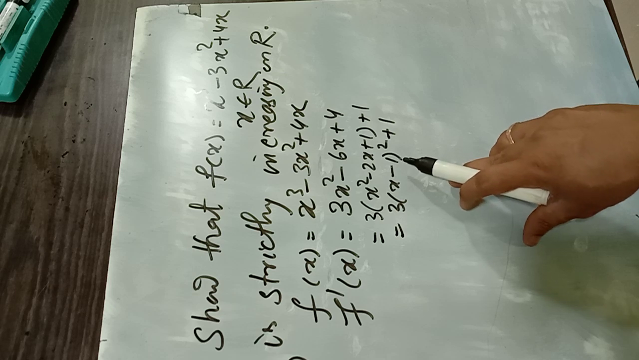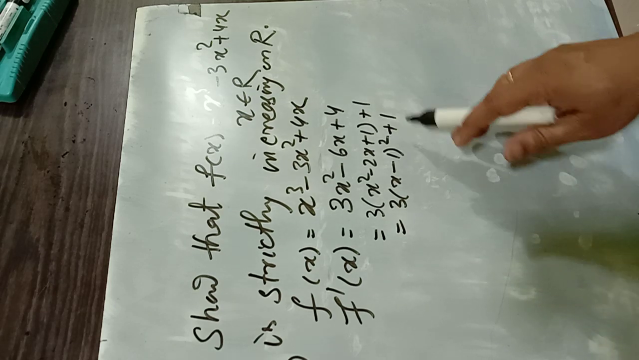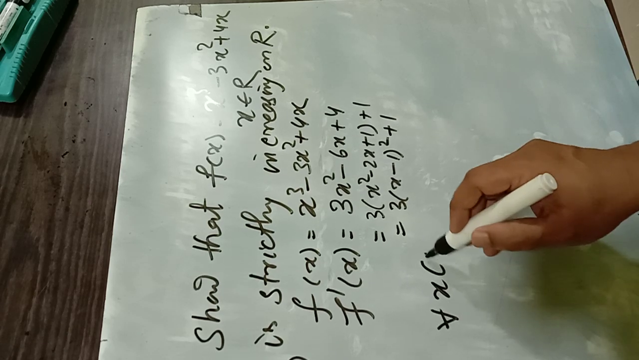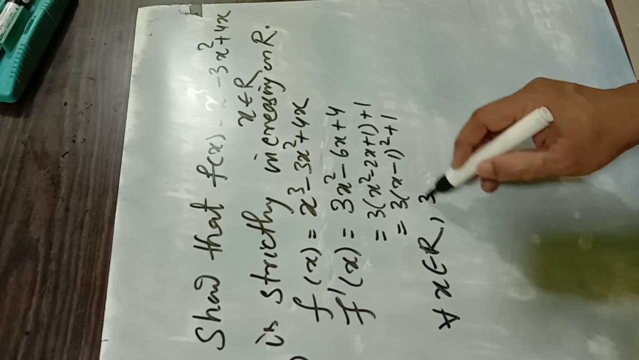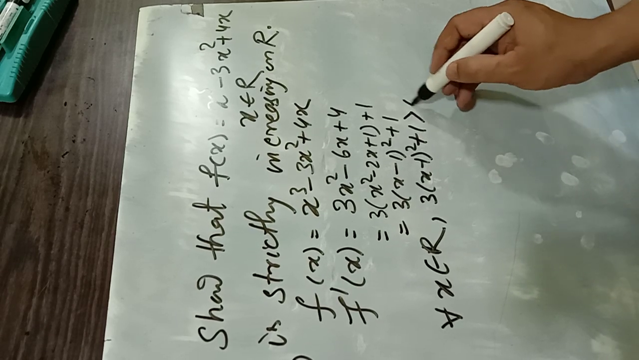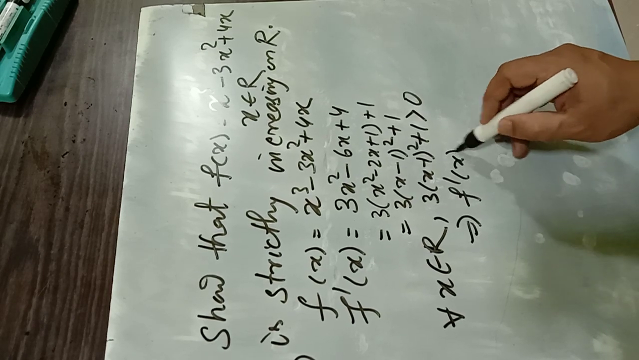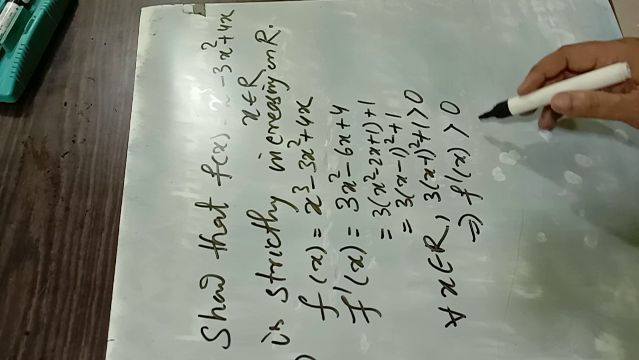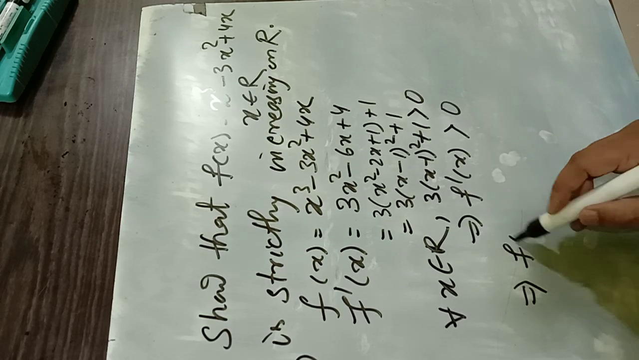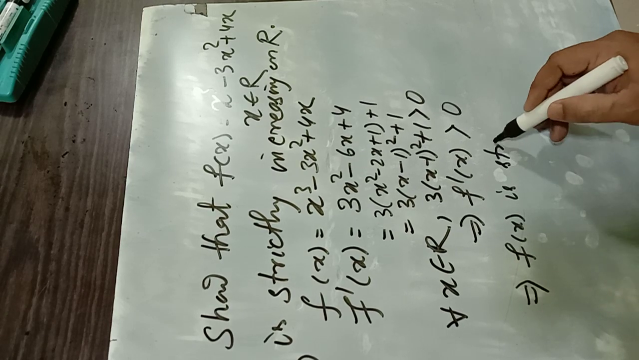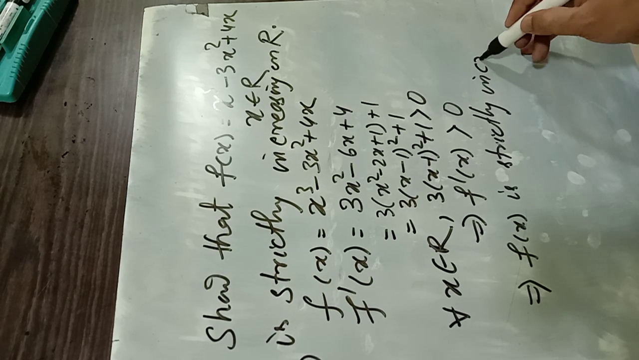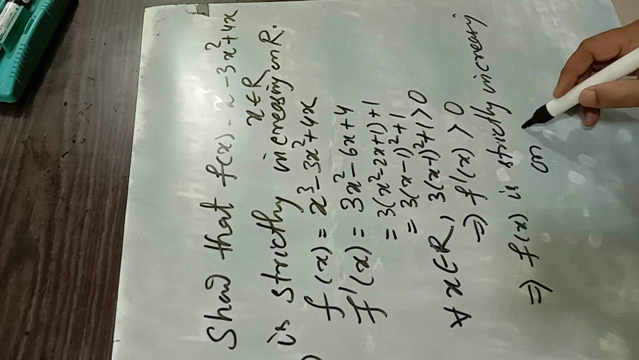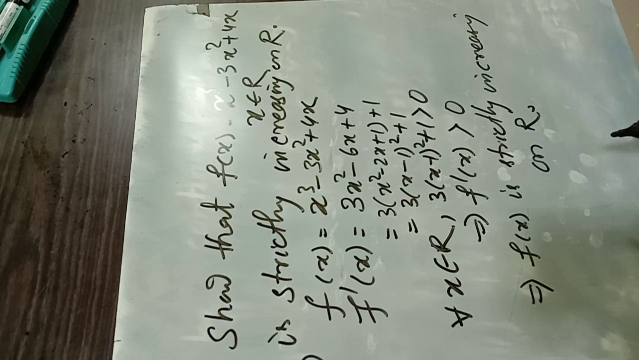We know that all square functions are positive. And as a whole, what are you getting? For all x belongs to R, this 3 into x minus 1 whole square plus 1 is greater than 0, implies f dash x greater than 0. As f dash x greater than 0, what does it imply? By the theorem, this f of x is strictly increasing on the real numbers R. So this way we will prove increasing and decreasing functions, and it is easy to get by using the theorem. No need for that analytic method, just use the theorem.